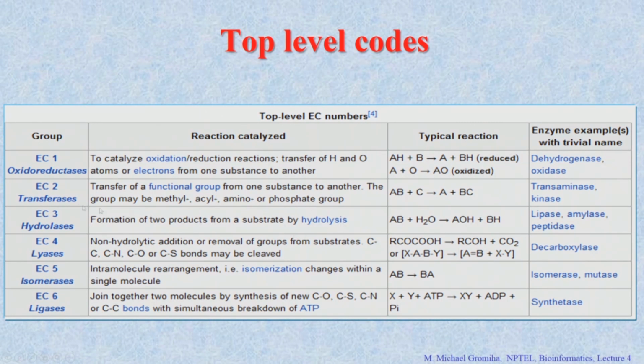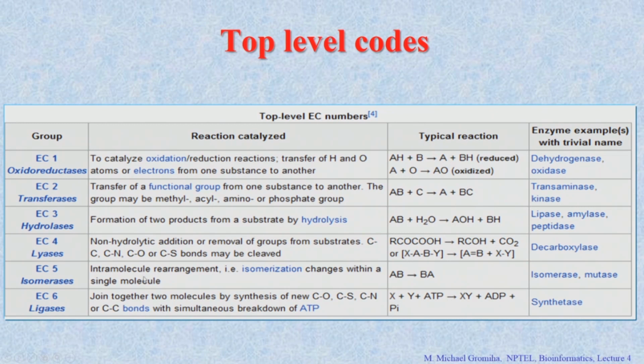And EC2 are transferases; you can see the reaction AB plus C gives A plus BC. EC3 is hydrolase, which involves hydrolysis: AB plus H2O, you can see the water molecule here, gives AOH plus BH. EC4 is lyase, EC5 is isomerase, and EC6 is ligase. Likewise, there are 6 top-level classifications of enzymes.